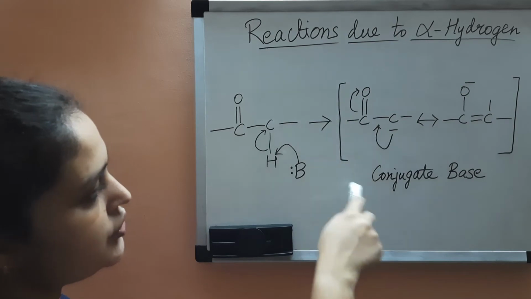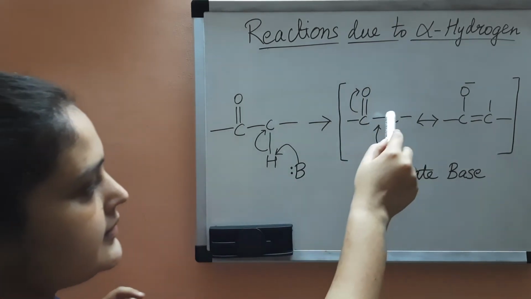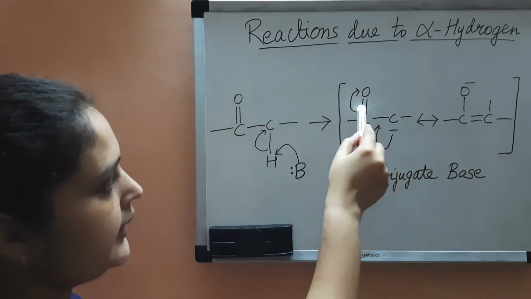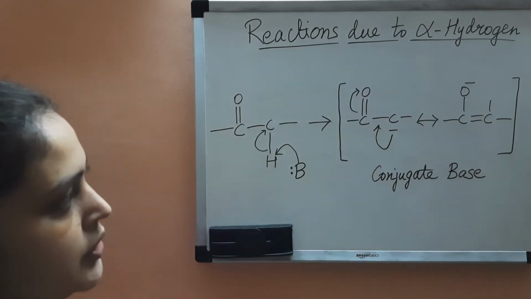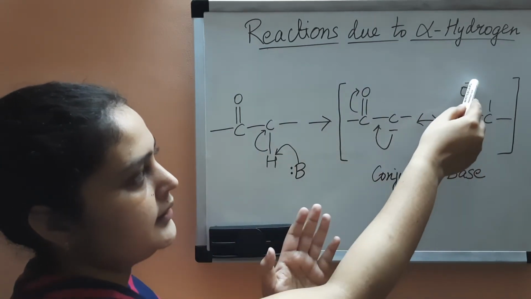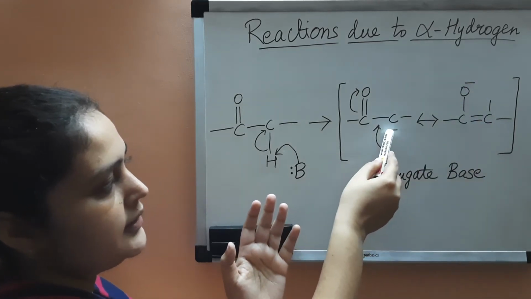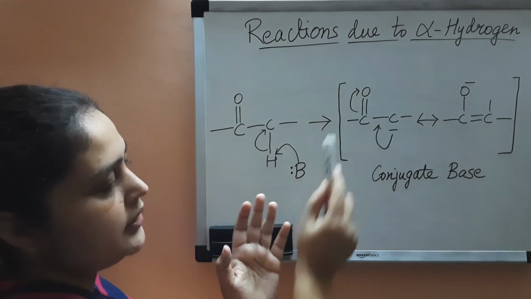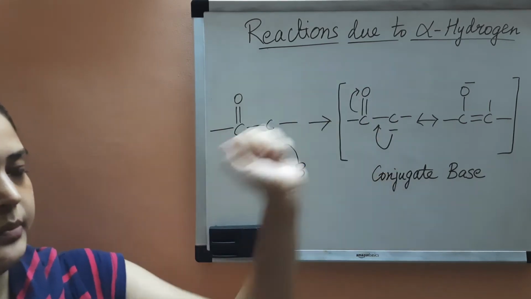This conjugate base is resonance stabilized, meaning this negative charge will go here and this double bond will form, giving a negative charge over the oxygen atom. So you will get this resonance structure. Here there is a negative charge on the oxygen atom and a double bond due to the negative charge coming over here. So this is the resonance stabilization of this conjugate base.